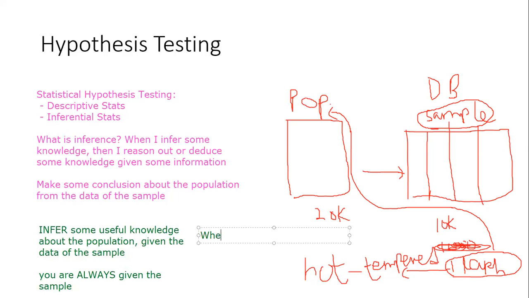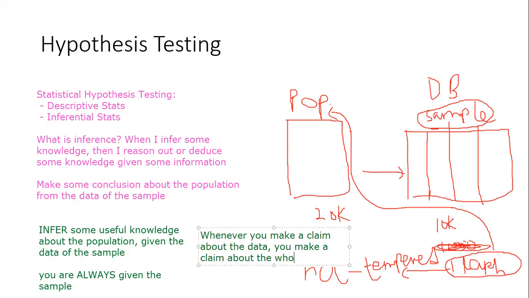So whenever you make a claim about the data, you make a claim about the whole population, because a sample is temporary. It is bound by time. Okay, I took a sample of the last 3 years.